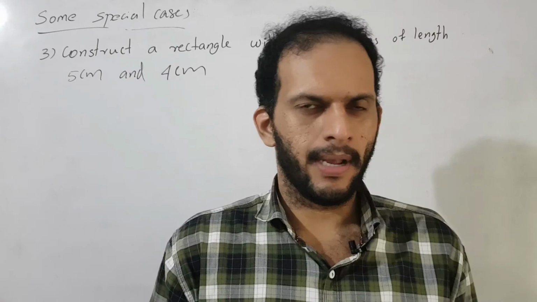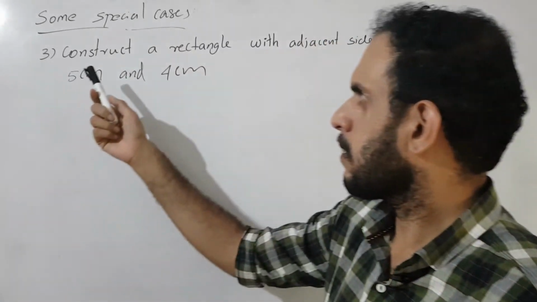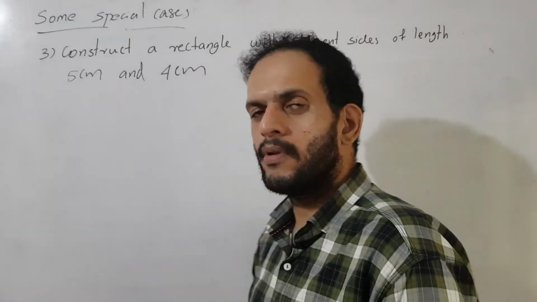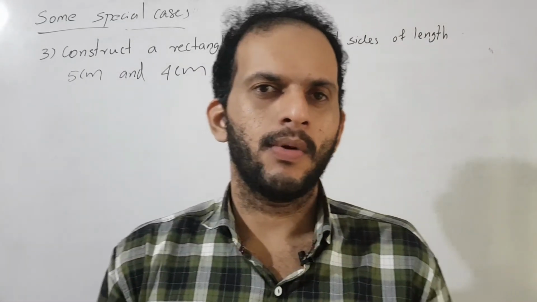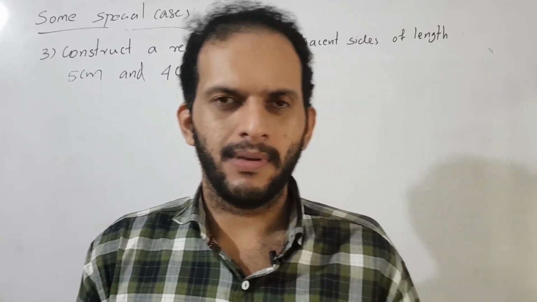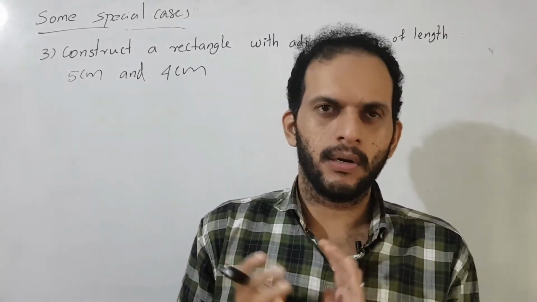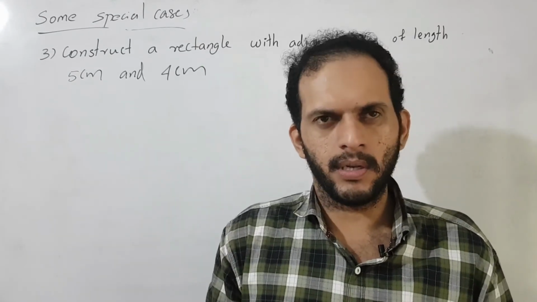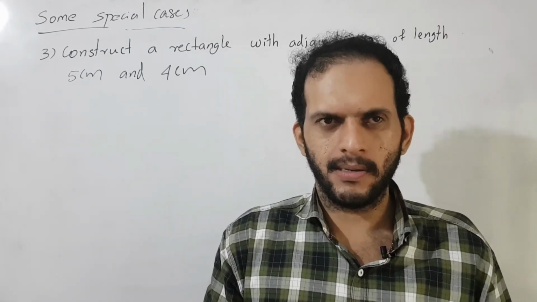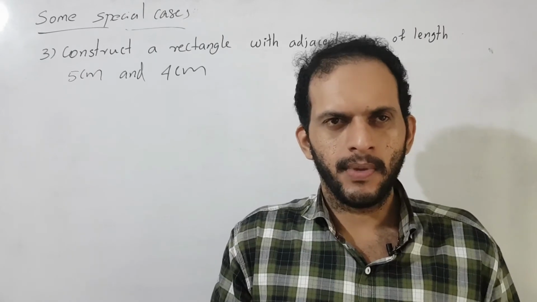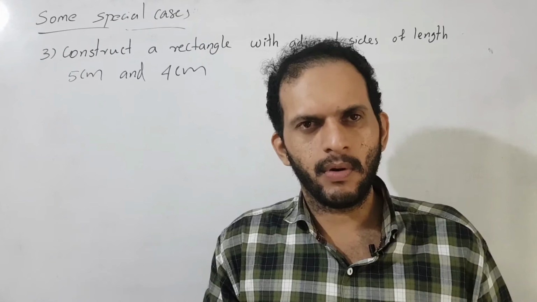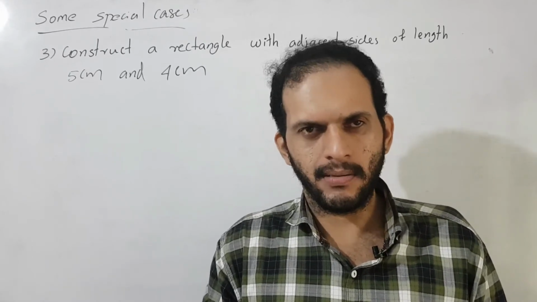Okay, the next question is like this. Construct a rectangle with adjacent sides of length 5 cm and 4 cm. Here there is no name given, only the measurements. We need to construct a rectangle whose adjacent sides are 5 and 4 cm. We know what adjacent sides are. Adjacent sides means two sides that have a common vertex. Correct? Two sides having a common vertex are called adjacent sides.